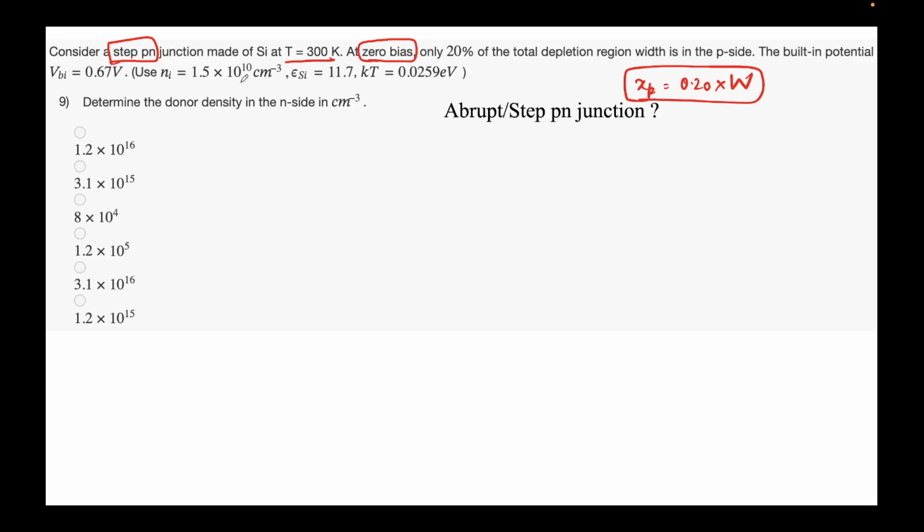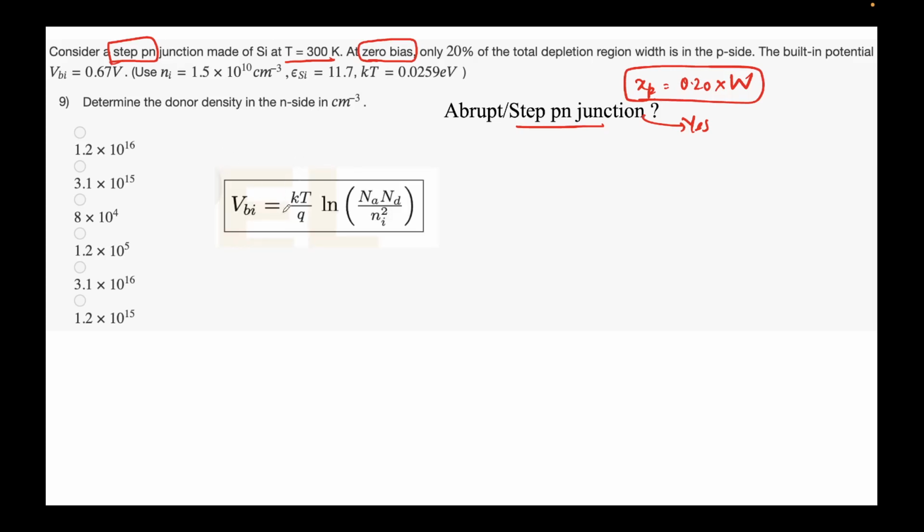That's a very straightforward problem. We again always ask ourselves this question: is it an abrupt or step PN junction? The answer is yes. Why? Because the question says so. Even if it were not, you could deduce it from, let's say, the charge profile, from the electric field profile. Just try to keep those profiles in mind. It helps a lot. Okay, so we need to find the donor density. How do we do that?